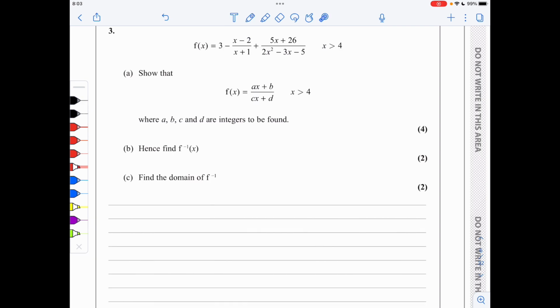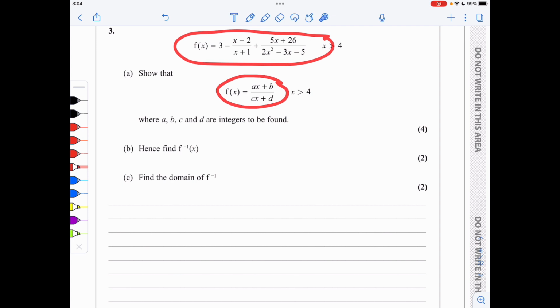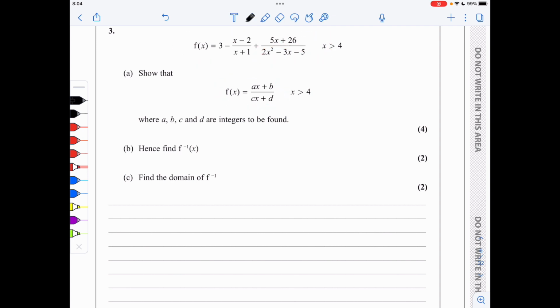In question 3, we're given f of x here and we need to express it in this form. I will start by factorizing the denominator over here. So we've got that f of x is 3 minus x minus 2 over x plus 1 plus 5x plus 26 over 2x minus 5 times x plus 1. So the LCM here is 2x minus 5 times x plus 1. So we will express everything with a common denominator, hoping for some simplifications.